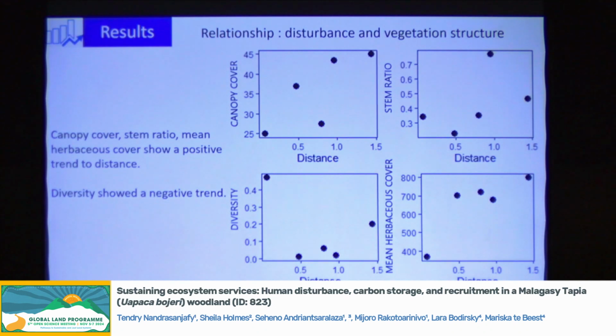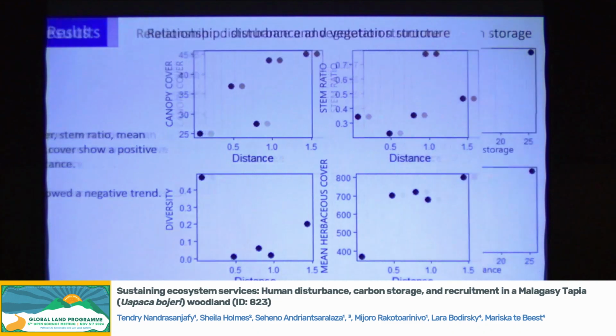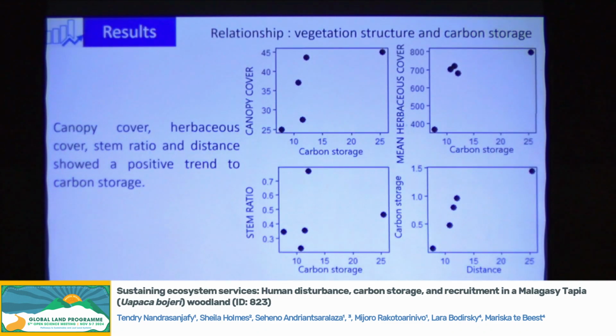Among our vegetation attributes, canopy cover, stem ratio, and the mean herbaceous cover showed a positive trend with distance. Diversity showed a negative trend, as it decreased further away from the road. And the previous variables that were mentioned were also correlated with a positive trend in carbon storage.